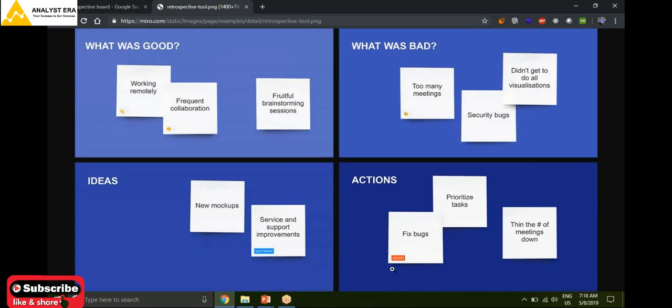Did you do any actions to actually address these bad things which are happening in your Scrum? That is what you will highlight here inside your actions. So here this team is saying fixing the bugs, which is one plan of action which we have to do. Prioritizing the tasks. So your tasks, your user stories, tasks, features, we'll see all that. So your prioritization, and then the number of meetings down.